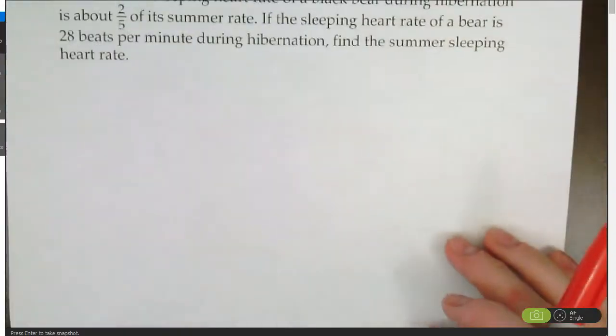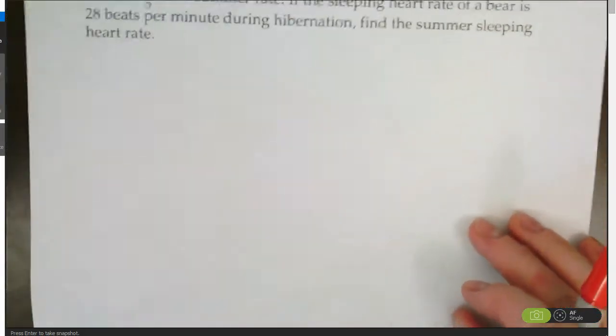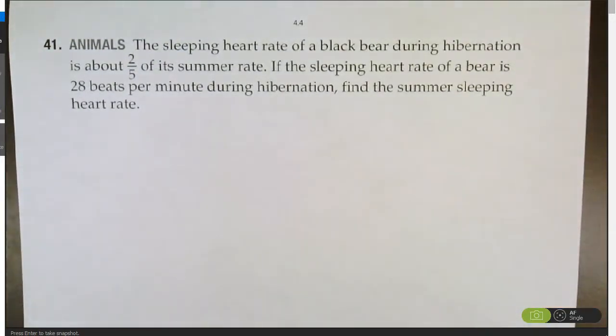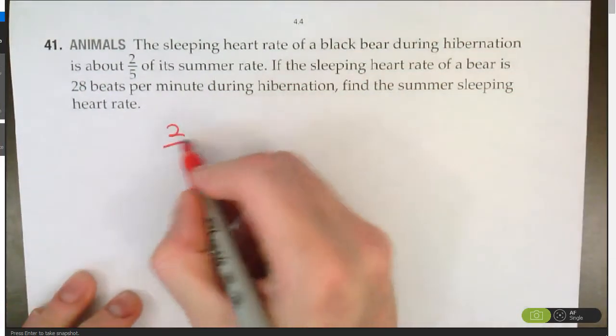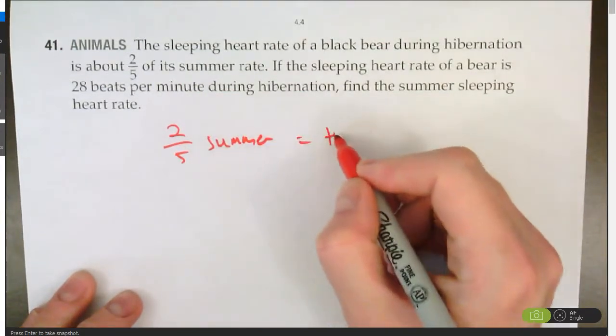Okay. And then the last one from section 4.4. Last problem from section 4.4, 41, animals. The sleeping heart rate of a black bear during hibernation is about 2/5 of its summer rate. Okay, so 2/5 of summer equals hibernation.